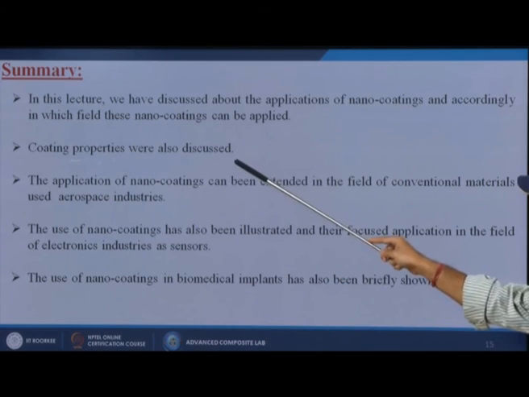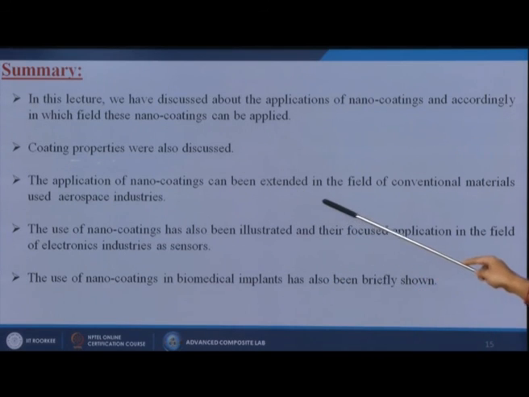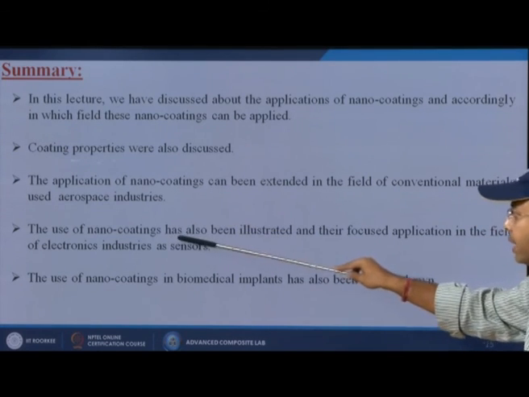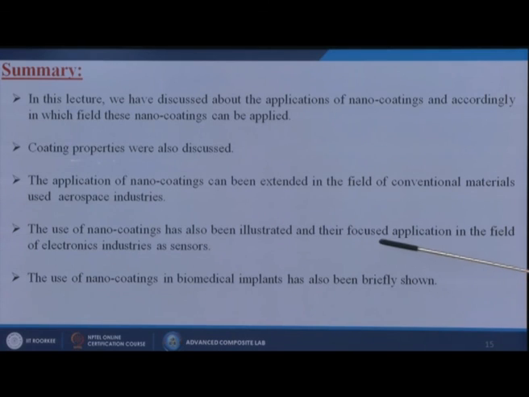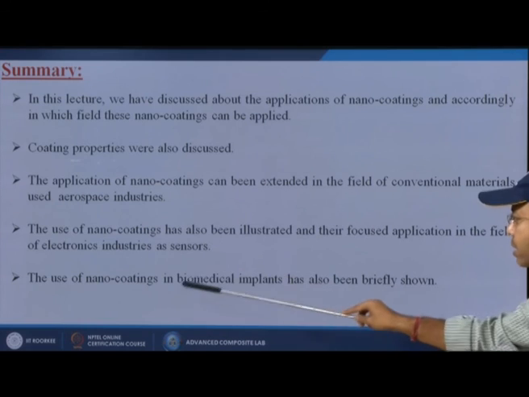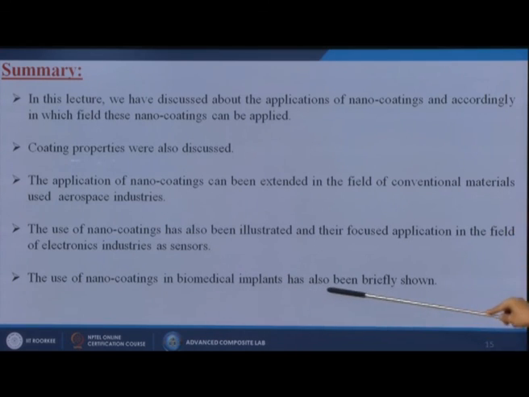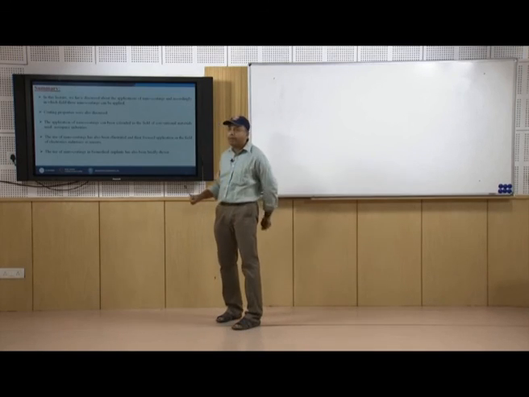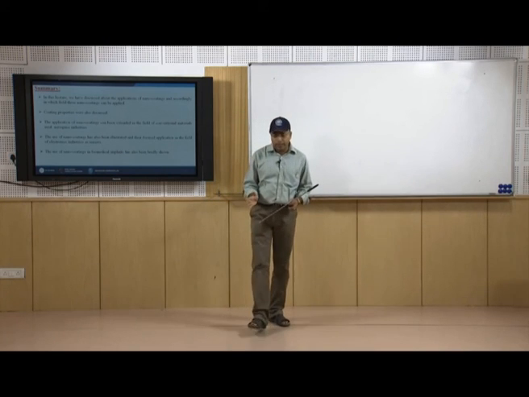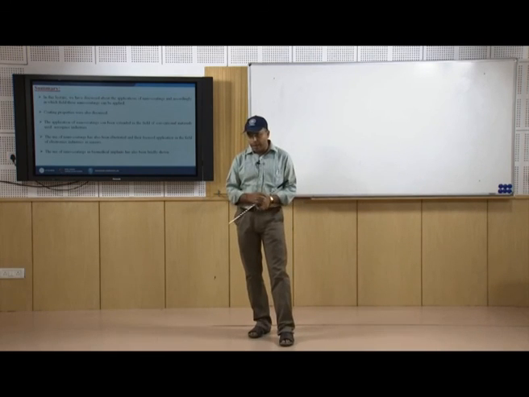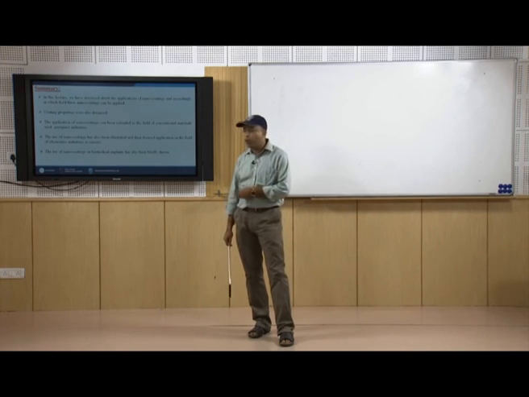Coating properties were also discussed. The application of nano coatings can be extended in the field of conventional materials used in aerospace industries. The use of nano coatings has also been illustrated in electronic industries as sensors. The use of nano coatings in biomedical implants has also been briefly shown. So these are very few of the technologies. There are n number of applications where we are using this kind of nanocomposite coating.